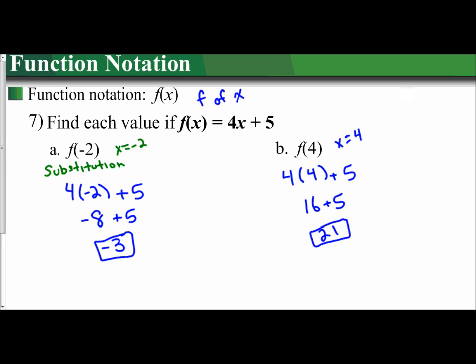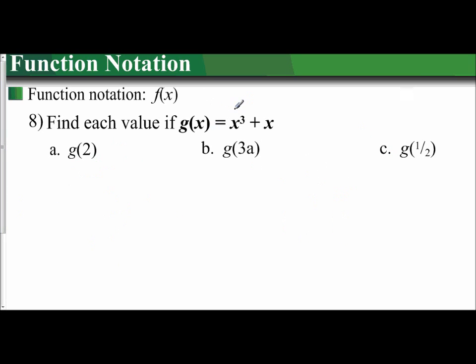Now in the following examples, we have g of x. It's just another way of using function notation. You'll see f of x, g of x, h of x. It doesn't matter. It's just defining a function. So it's the same idea. g of 2 means x equals 2. So I plug in 2 for x. So x cubed becomes 2 cubed, plus x, so plus 2. Order of operations, 2 cubed is 8. 8 plus 2 is 10. So with numerical values, it's not bad.